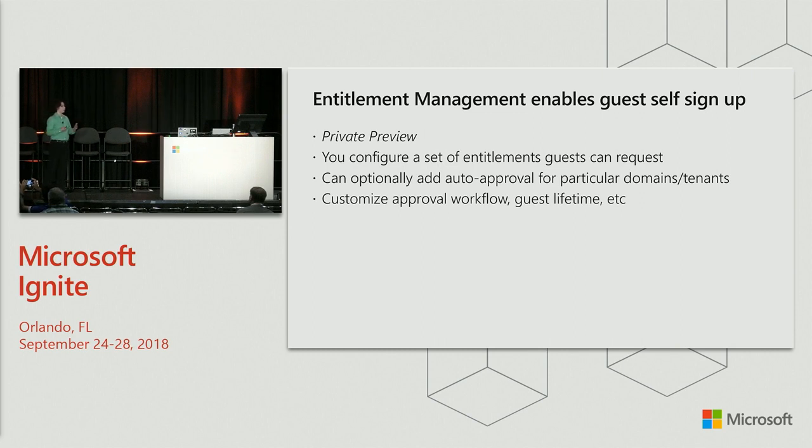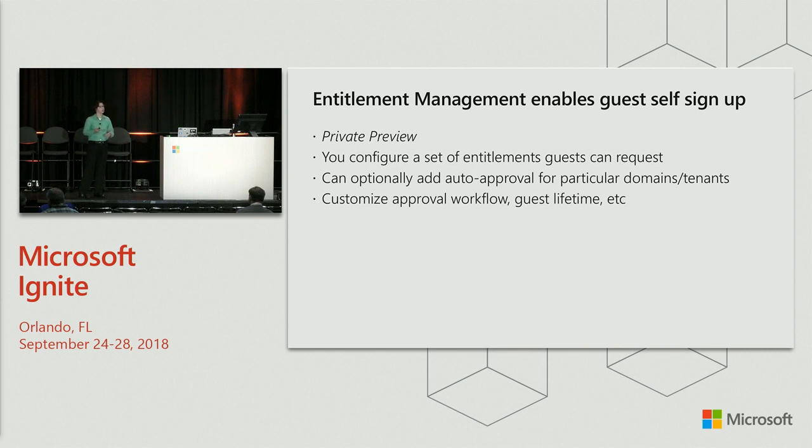You can also add workflow on the other side for the approval process and either have certain people or certain processes kick off when those people request access, or even for partners that you're really close to and you trust all the people on the other side, you can have automatic approval for a certain domain or a certain tenant.